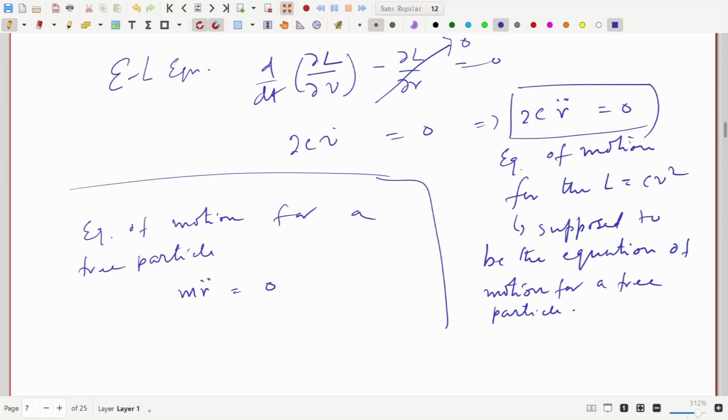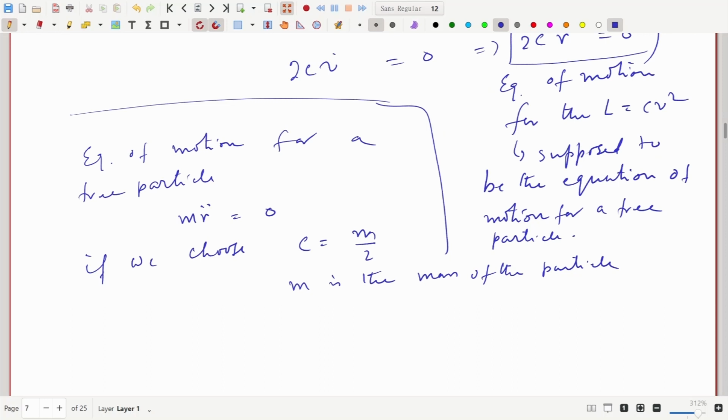So from here we can see that if we choose C equal to m by 2, where m is the mass of the particle, then we obtain the Lagrangian L equal to m by 2 v² or half m v², which is nothing but the kinetic energy of the particle.